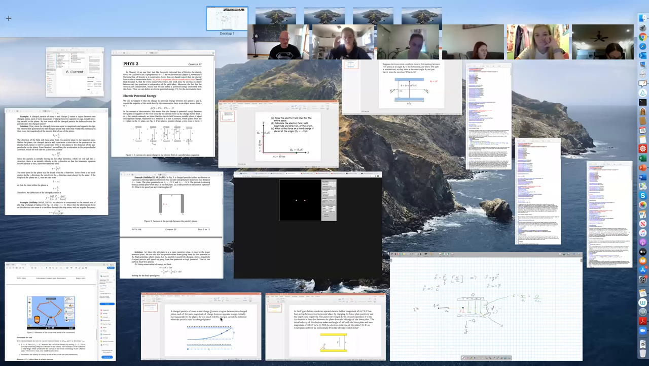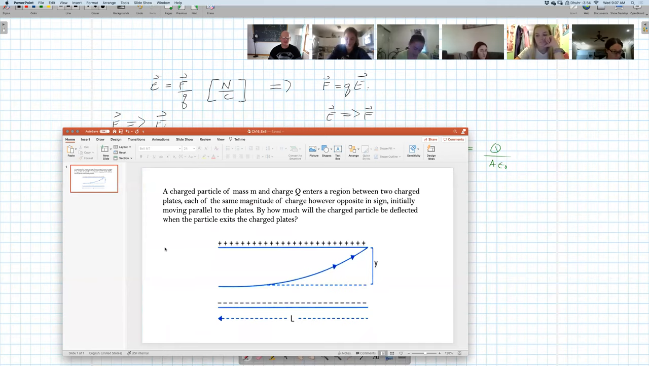I have another picture of it here so you can see a little bit better. But here we have a charged particle of mass m and charge q. Again, it enters the region between two plates, each of the same magnitude of charge, however, opposite signs. Initially moving parallel to the plates, by how much is it deflected? So again, I want to know what is the delta y. So again, as this thing moves in, it feels a force tangential or perpendicular to its velocity initially, causing this thing to move in a curved path. And I want to know by how much is this thing actually deflected.